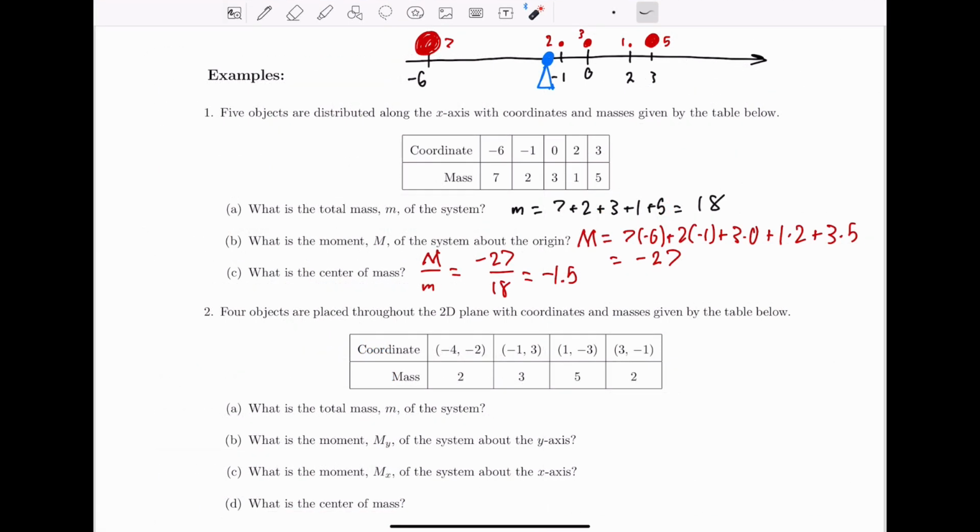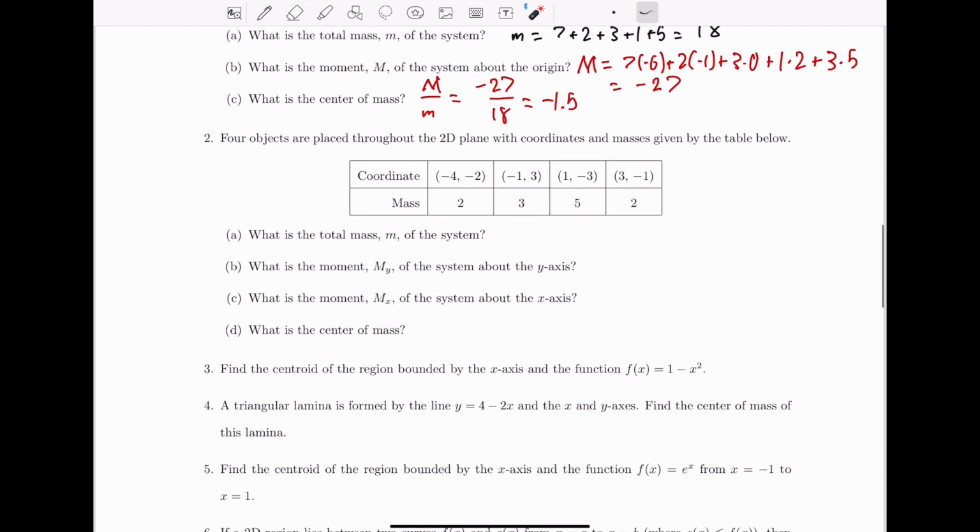So for example 2, we have a bunch of two-dimensional points, and at each of these points we have a mass given in the table below. Let's go ahead and draw a picture for this and then answer the parts of this question. So we have a mass at -4, -2, which is right here. We have one at -1, +3. We have one at 1, -3. And we have a mass at 3, -1.